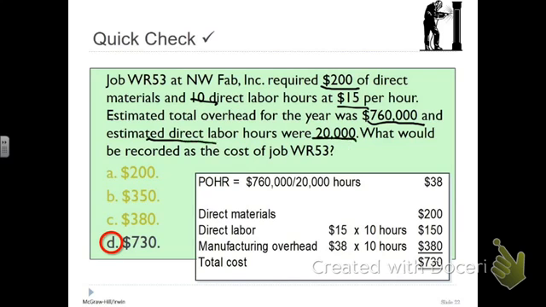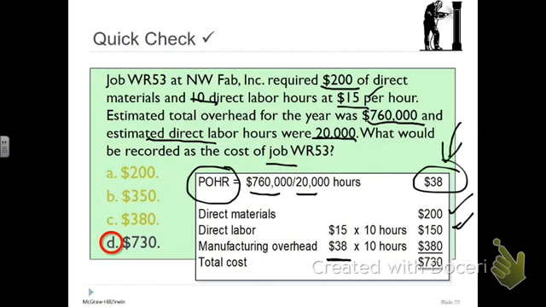Notice what they're going to do is they're going to ask what's the cost of the job. Well, the cost of the job is, first we have to figure out the predetermined overhead rate. 760 divided by 20 is 38 bucks. And that's $38 per direct labor hour. So then we take our direct materials. We take our direct labor. It was $15 an hour at 10 hours, it's 150 bucks. Our manufacturing overhead is $38 an hour at 10 hours, or 380. Total cost for the job is $730.